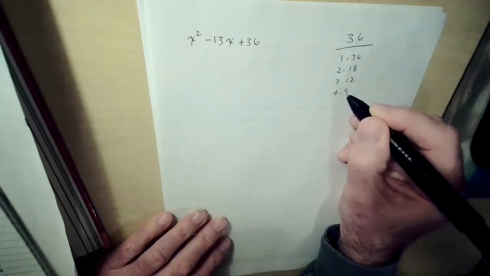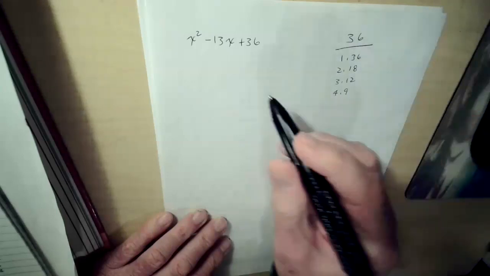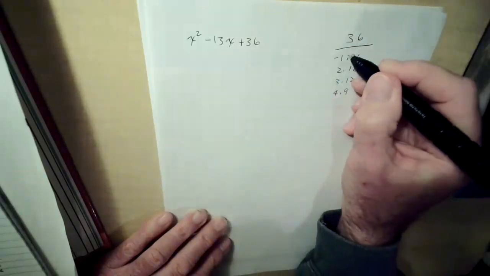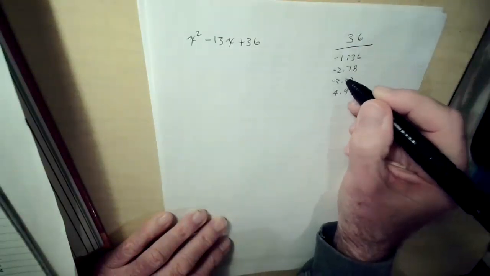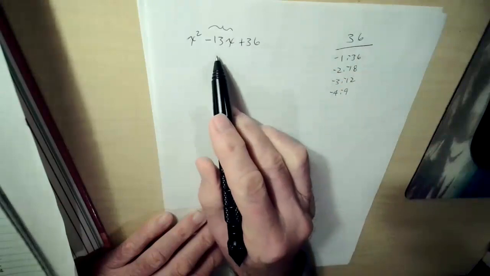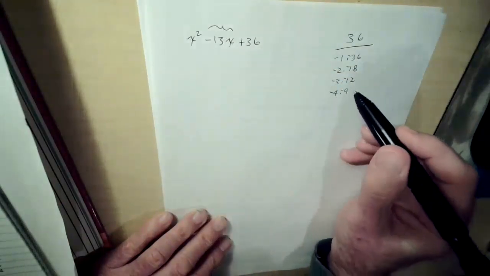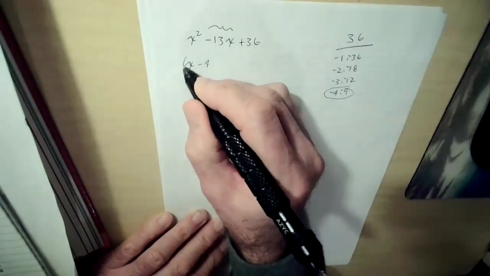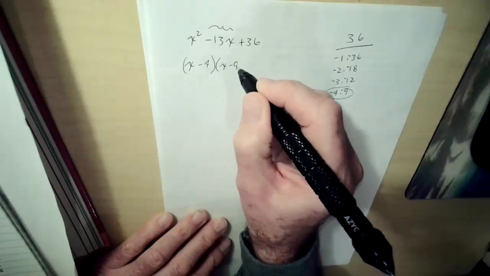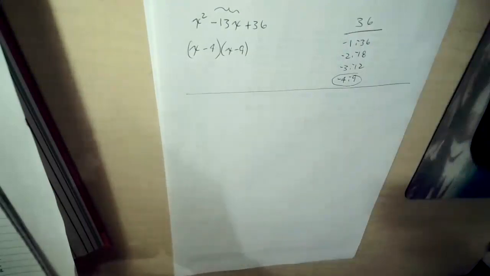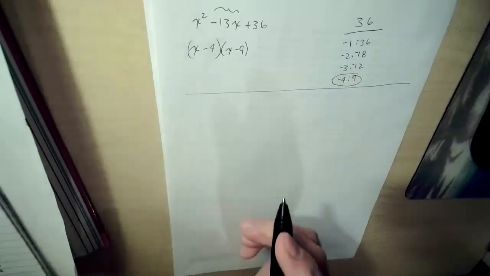So what are the factors of 36? 1 times 36, 2 times 18, 3 times 12, 4 times 9. I think that's all. Now, middle term's negative, and this is positive, so these are all going to be negative numbers. Okay, which two add up to 13? Negative 4, negative 9. So we get x minus 4 times x minus 9.